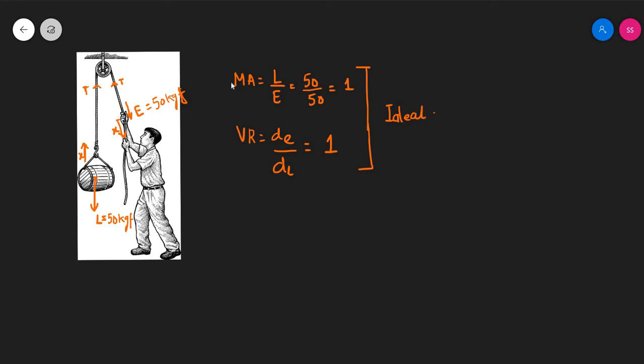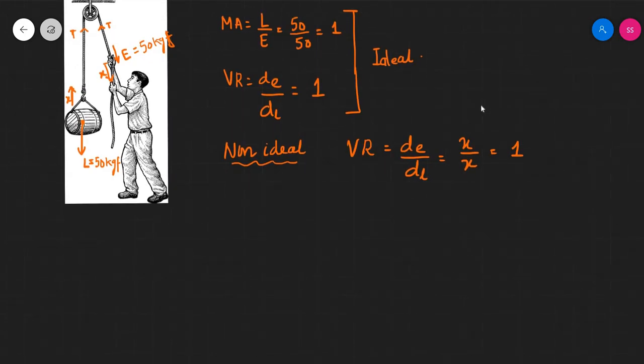Now in a non-ideal scenario, your velocity ratio is going to remain the same, as long as your string is not stretching. So it's the distance moved by the effort arm by the load arm, which is x by x, equal to 1. And let's assume your pulley has an efficiency of 80%, due to various reasons like friction and so on.